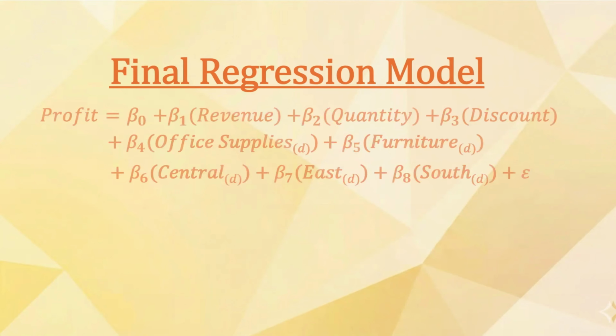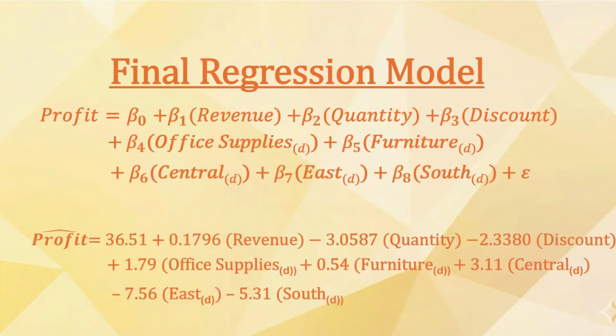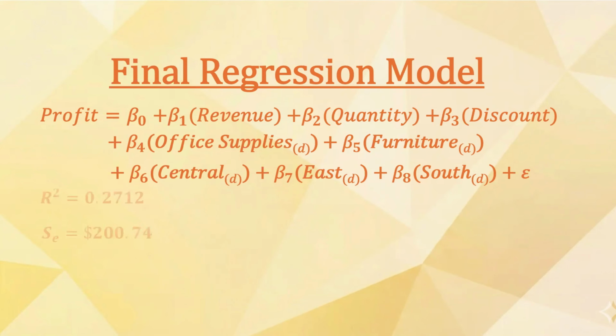After all, we have the final regression model, and only revenue, quantity, and discounts are significant predictors at the 10% significance level. The other variables were not significant but are kept as control variables. As you can see in the sample equation, revenue increased profit, but quantity sold and discount level negatively impact the margins.